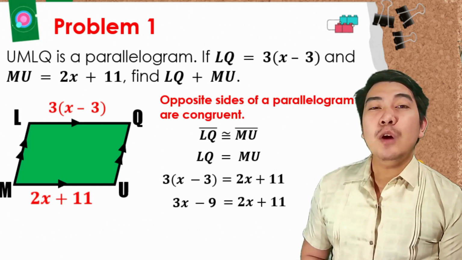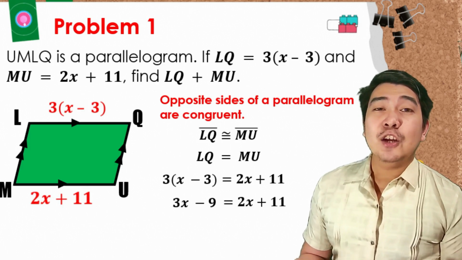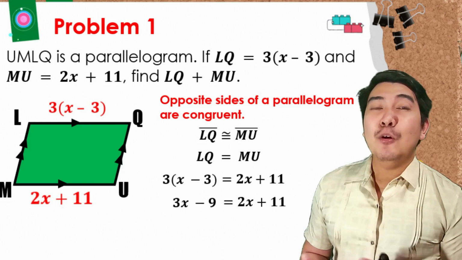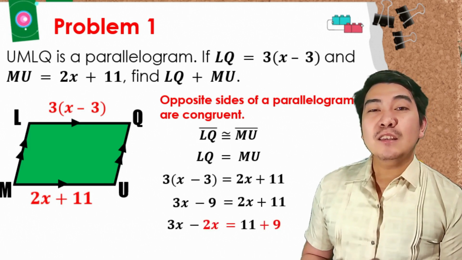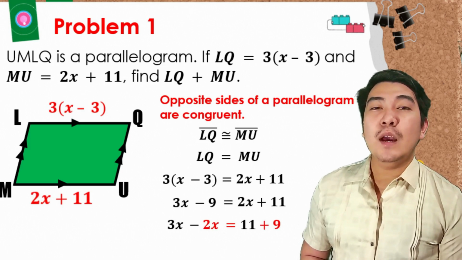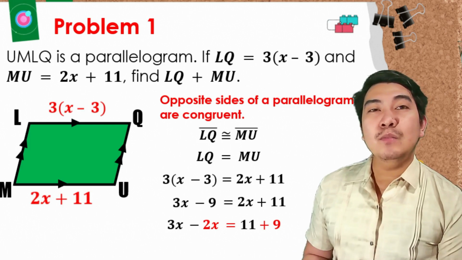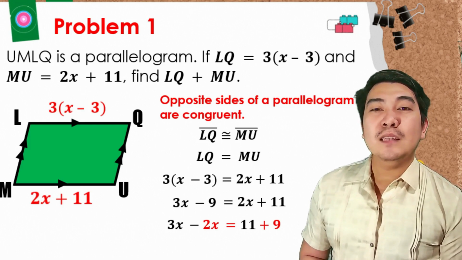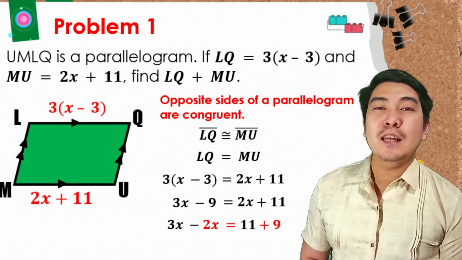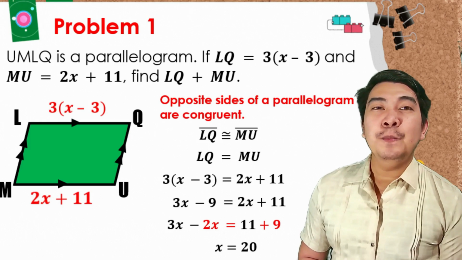Next, we need to apply the addition property of equality, or we can just transpose the terms and then combine them. So if that will be the case, we have 3x minus 2x is equal to 11 plus 9. So always remember, when we are transferring the terms, we are changing the sign. So 3x minus 2x, that will be x. 11 plus 9, that will be 20. That is why we have the value of x which is equal to 20.